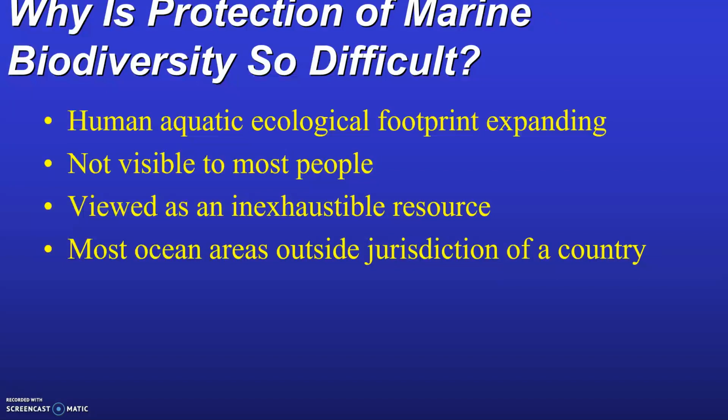In addition, the ocean and marine environments are viewed as an inexhaustible resource because they cover so much area of the Earth's surface. And finally, I think this is one of the reasons it's really difficult to protect marine biodiversity: most ocean areas are outside the jurisdiction of a country, and therefore we lack the ability to enforce the protection measures that we want to put in place to protect species of concern.